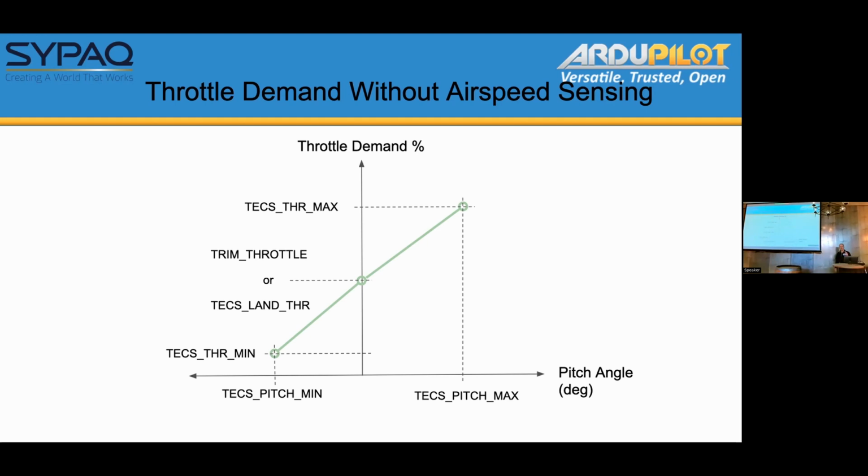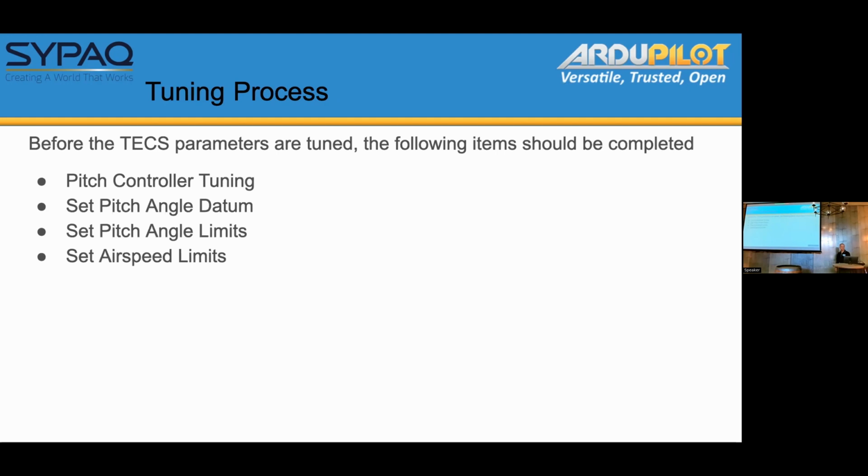So a lot of the TECS tuning is really about matching the throttle to the climb rate and to the pitch angle, and getting that right. And when you get that right, there's usually very little else that needs to be tuned. Okay, but before you want to tune TECS, there's some things that need to be done first. If you get this out of order, then you end up having to go back and redo these items, and then you have to go back and tune your TECS, and it's time consuming.